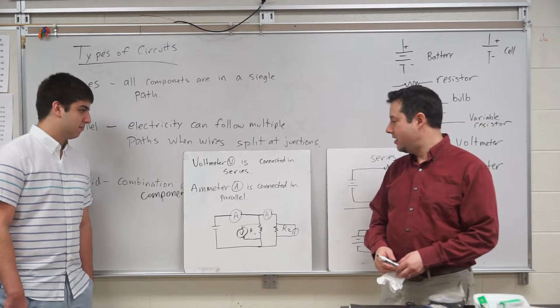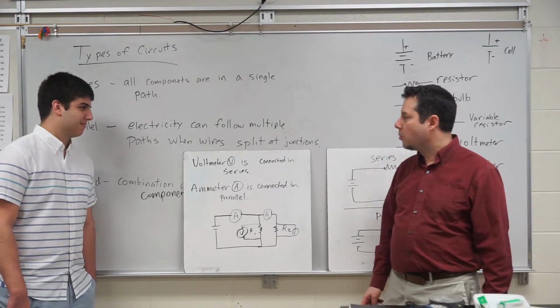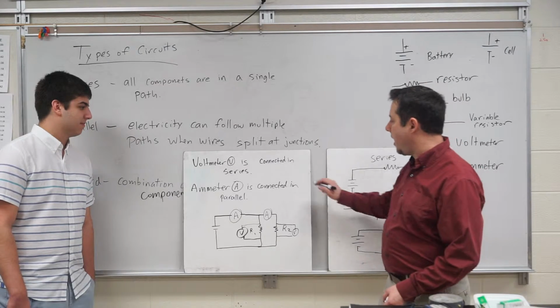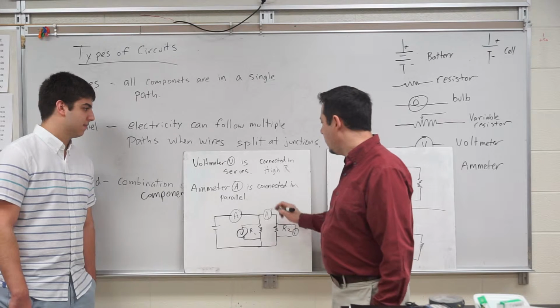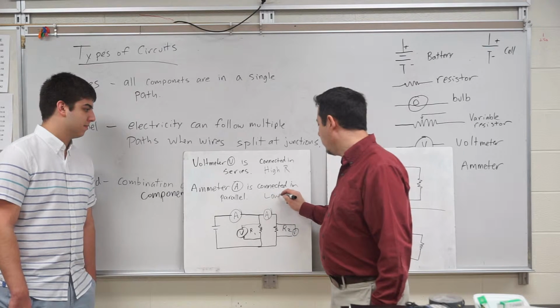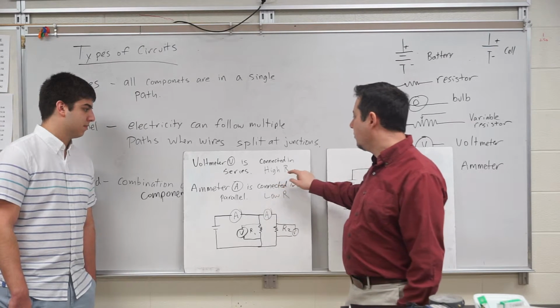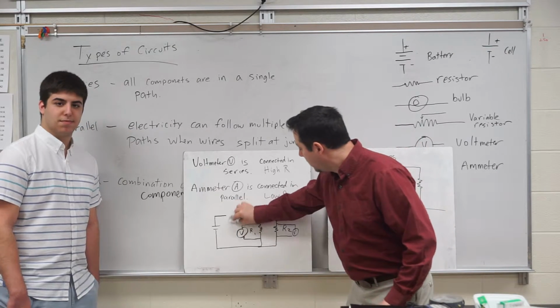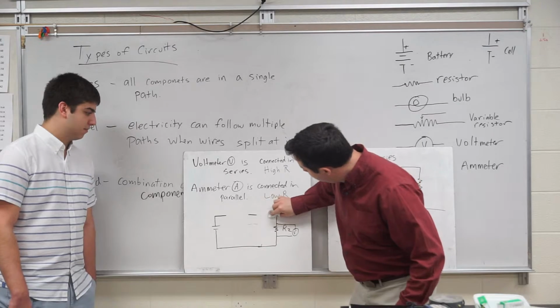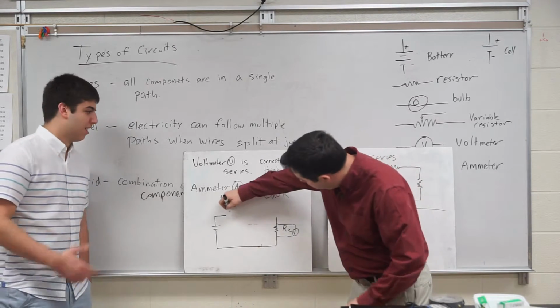Now instead, let's say you put a voltmeter in the wrong place. Voltmeters tend to have very high resistance, and ammeters tend to have a low resistance. And the reason for that is your voltmeter doesn't want current going through it. So I'm going to simplify this a little bit to just look like this.